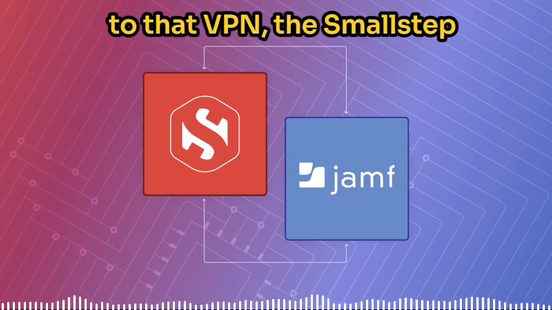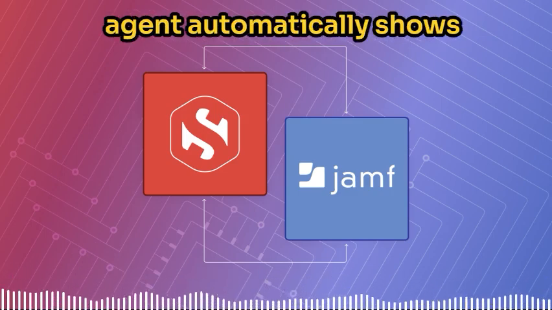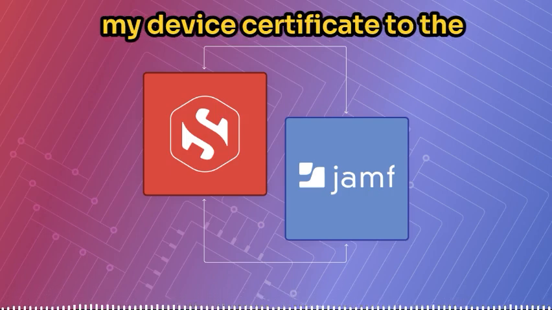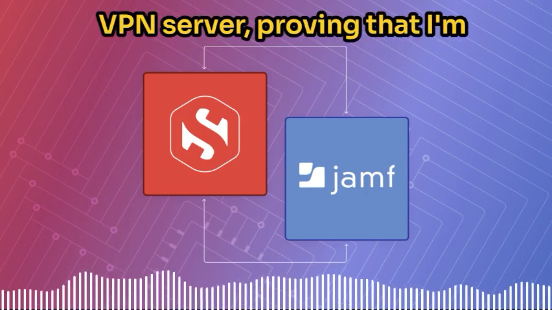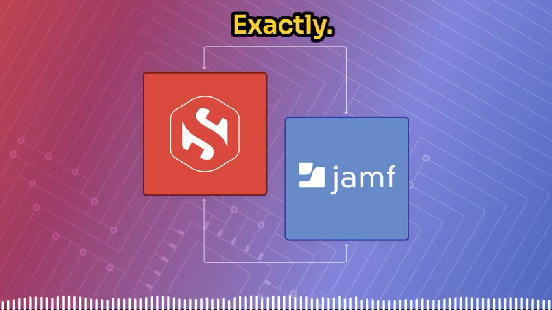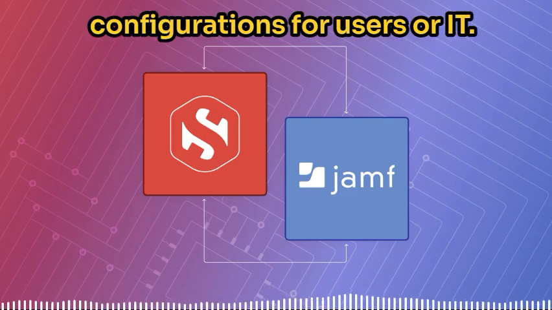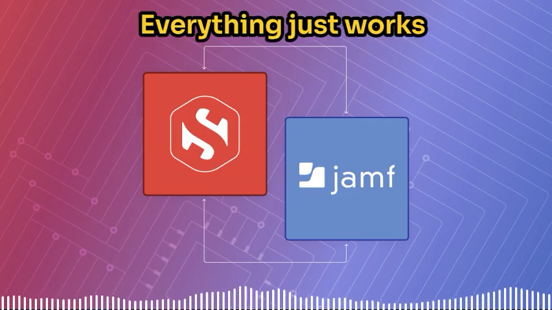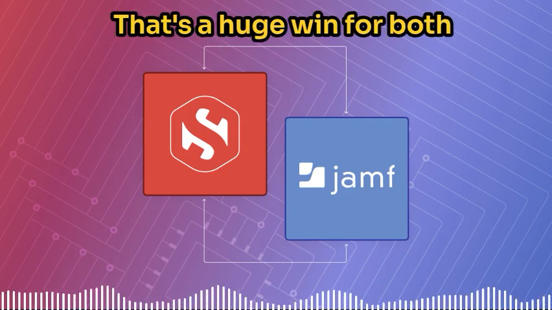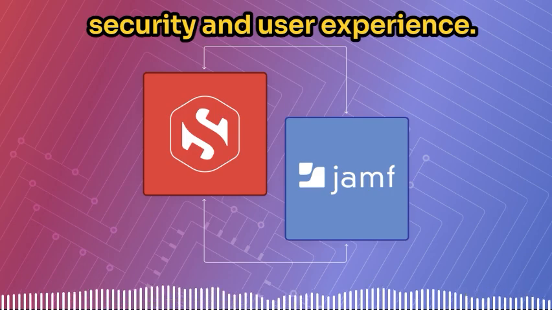So if I'm trying to connect to that VPN, the Smallstep agent automatically shows my device certificate to the VPN server, proving that I'm on a trusted, verified Mac. Exactly. No more manual certificate installations or complex configurations for users or IT. Right. Everything just works seamlessly in the background. That's a huge win for both security and user experience.